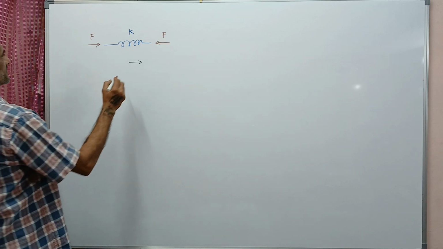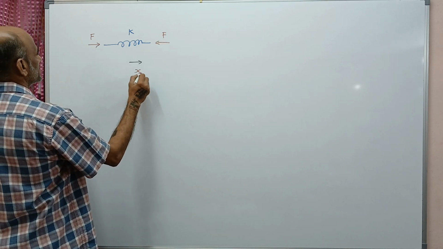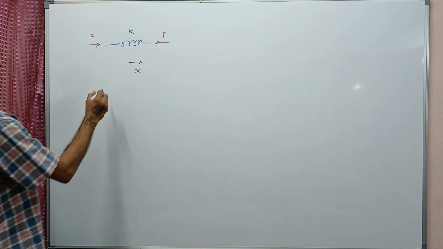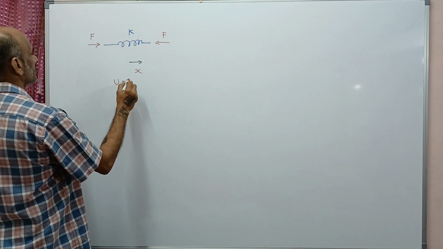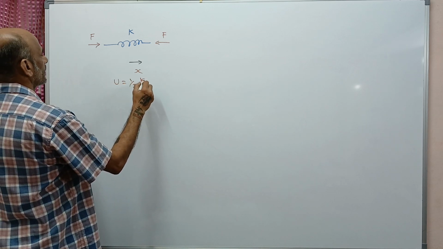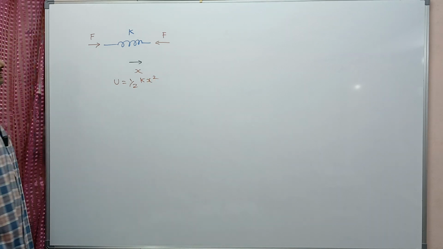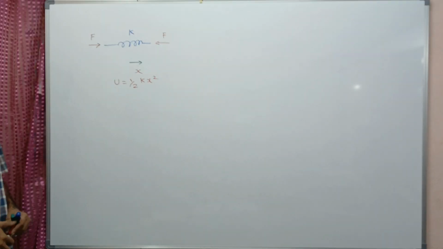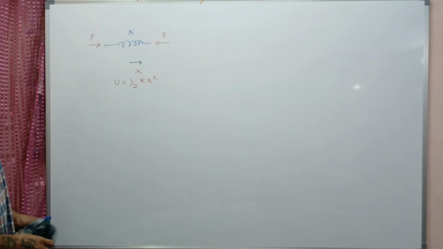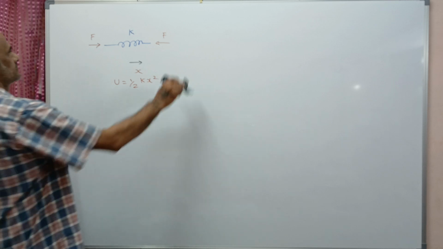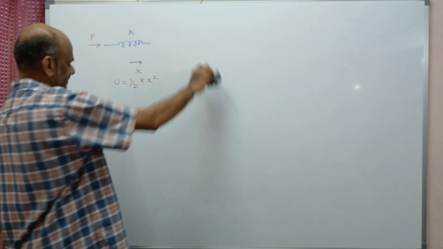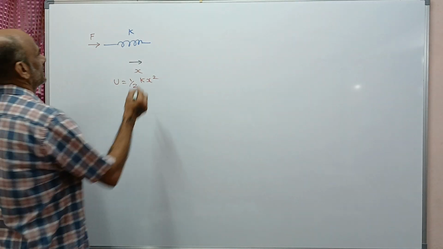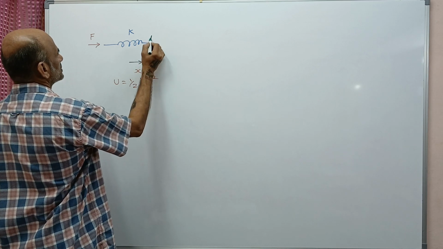Then the spring will get compressed by an amount x, and the energy stored in the spring will be half k x square. There is one more way I can compress the spring. Instead of applying a force at the other end, I can have a fixed support.